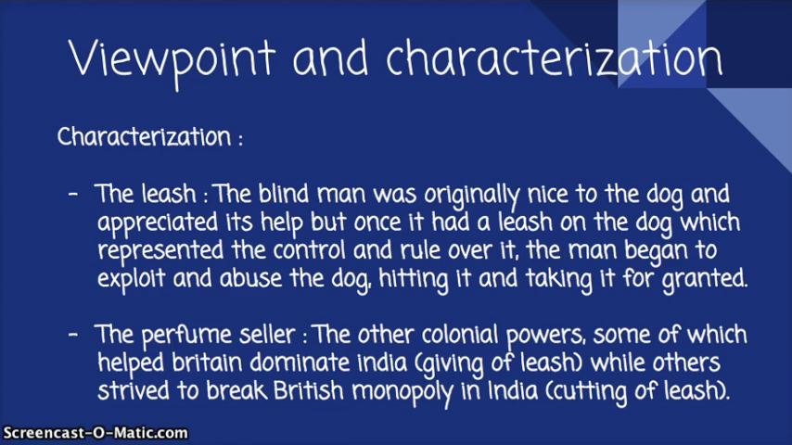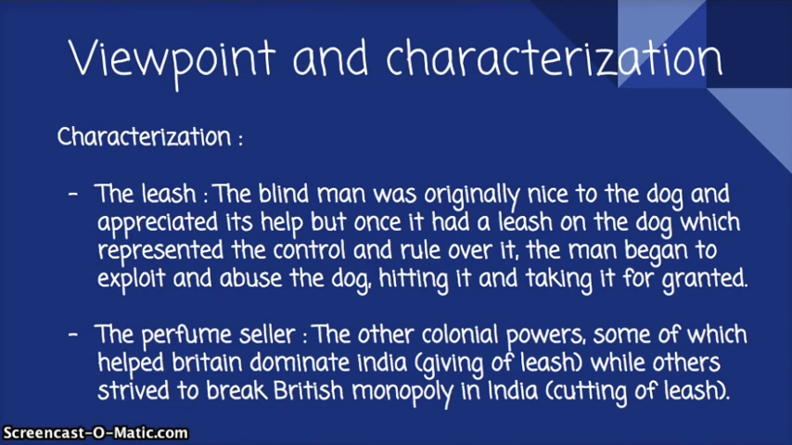The leash. The blind man was originally nice to the dog and had appreciated its help, but once he had the leash on the dog, which represented control and rule over it, the blind man began to exploit and abuse the dog, hitting it and taking it for granted.